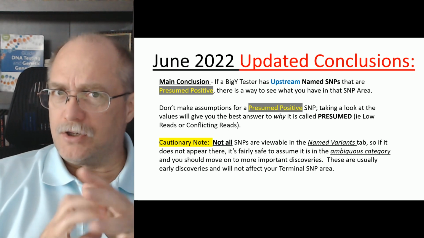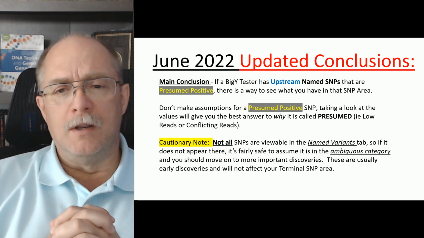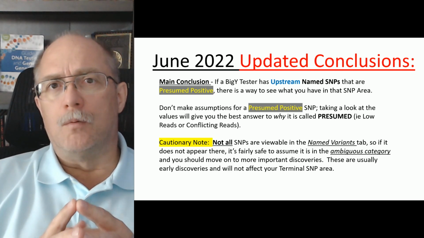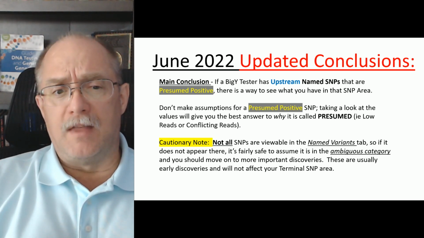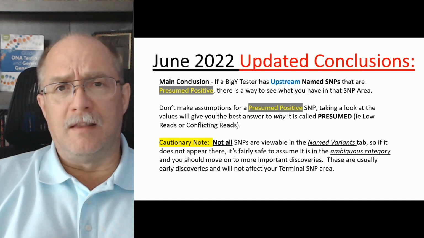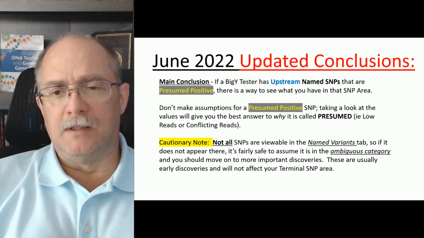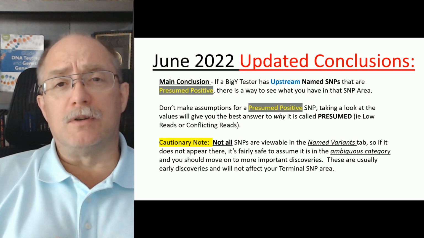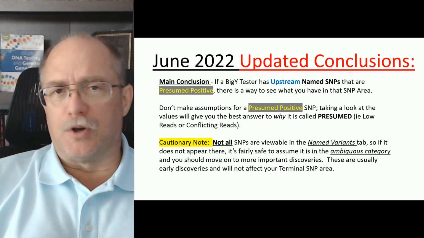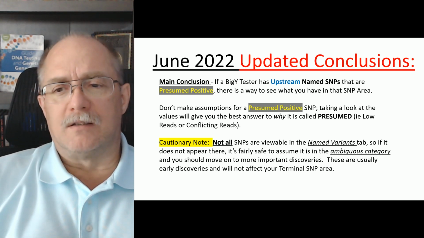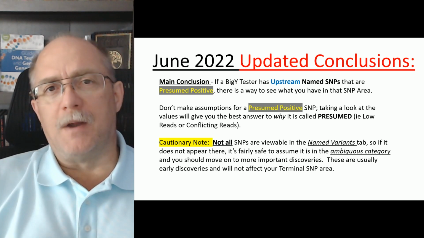And then I do want a cautionary note here. I say it in the other video, and I'm going to say it in this one as well, not all SNPs will show or are visible in the named variants tab. That is usually because they were named early, and several of them are in the ambiguous category. And if it's an ambiguous one, don't let that bother you. It's most likely not your terminal SNP, and therefore it's not relevant to you to focus on. Focus on how you can find your matches.